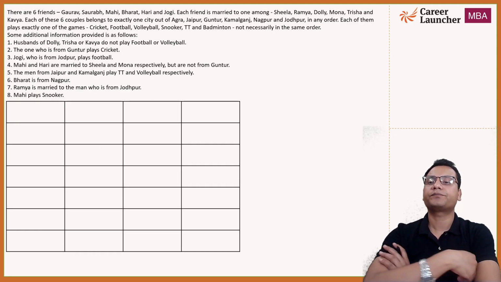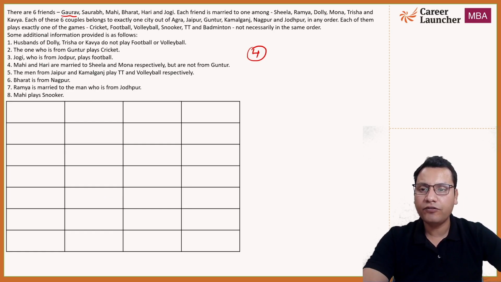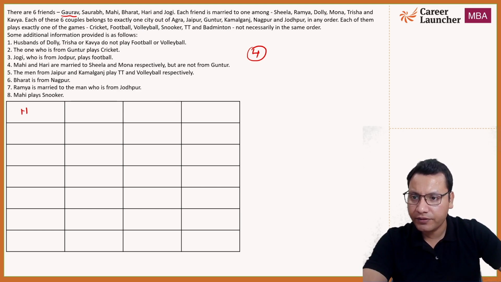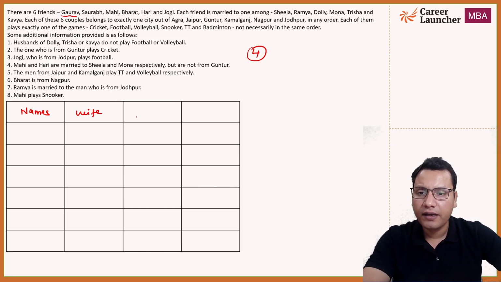Now let's try to solve the set. In this type of question, a matrix arrangement, you need to fix one of the variables out of all the given variables. For example, here we have four variables, so you need to fix one variable in our table, and accordingly fill in the corresponding data given in the statements in your table or matrix. So let's quickly write all the variables that we have. Here we have the names of the persons, their wives, the city they belong to, and the game that they play.